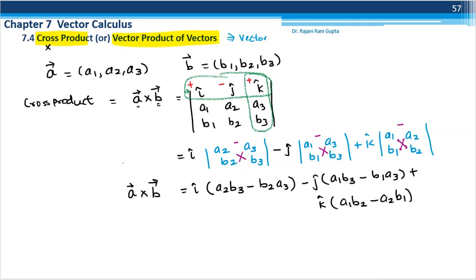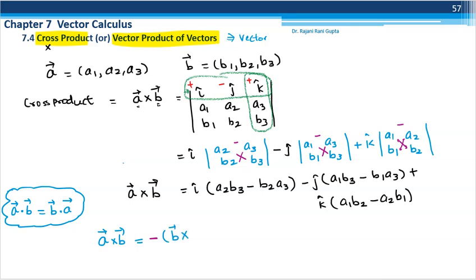Note that unlike the dot product, where A dot B or B dot A is the same, for the cross product, A cross B is not the same as B cross A. Instead, it is the negative. The magnitude is the same, but only the direction is different. Because when you are finding B cross A, you are swapping the rows: the second row becomes third and the third becomes the second. So it's better if you remember this property.